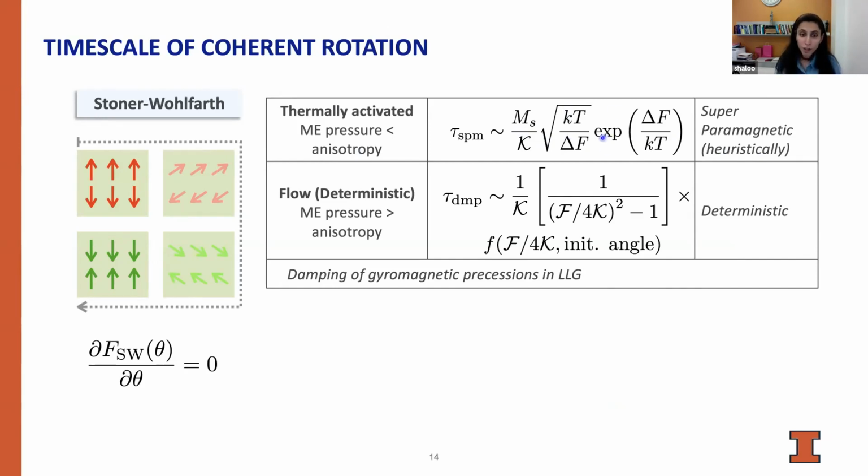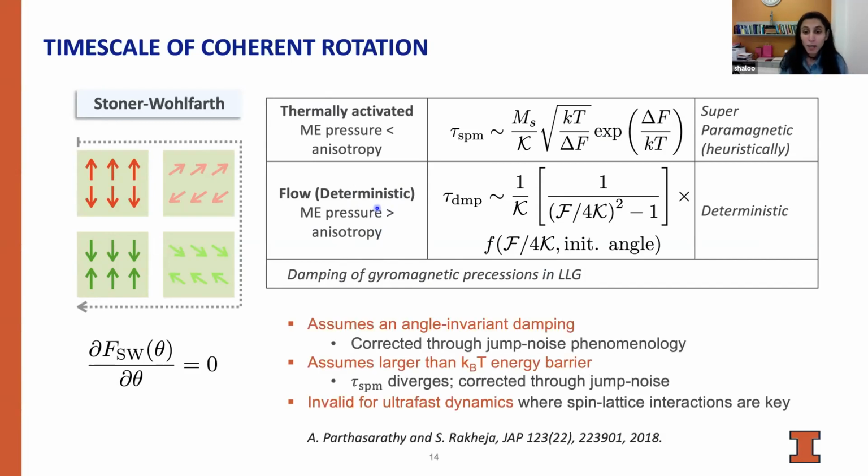On the other hand, for the flow regime, which is deterministic, I've applied a lot of magnetoelectric pressure, greater than anisotropy. We would then be limited by the damping of gyromagnetic precessions. Now, the issue, of course, is, as I said, anisotropy is huge. You'll probably break down the sample before making this happen, and I'll show you some results for this in a minute.